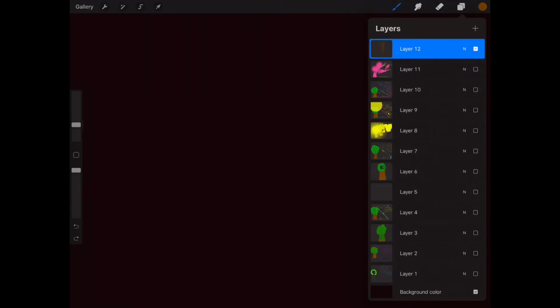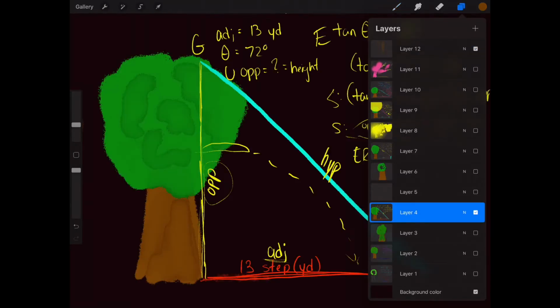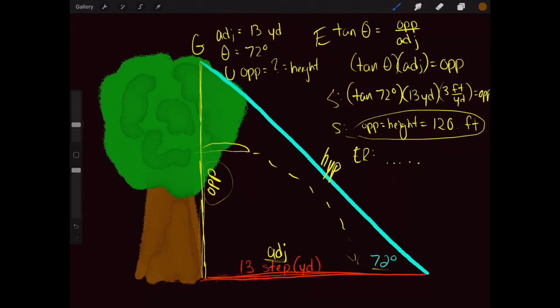If we think back to that tree problem where my dad took the measurement of a tree using trig, he actually counted off the steps to the base of the tree. And when he counted off the steps to the base of the tree, he saw that they were 13 yards. And then he looked at the angle on his phone and measured the angle to the top of the tree, and he measured that to be 72 degrees. When we think back upon that, we found the height of the tree to be about 120 feet. And that was using trig.